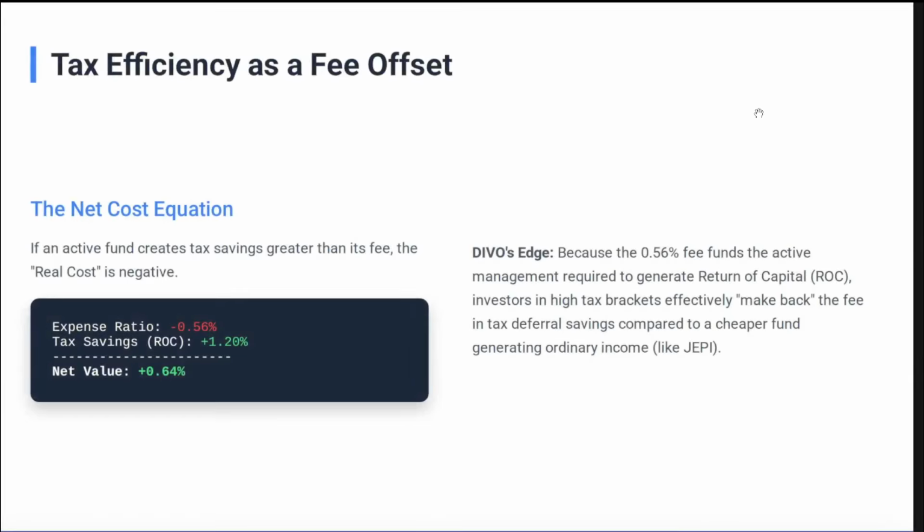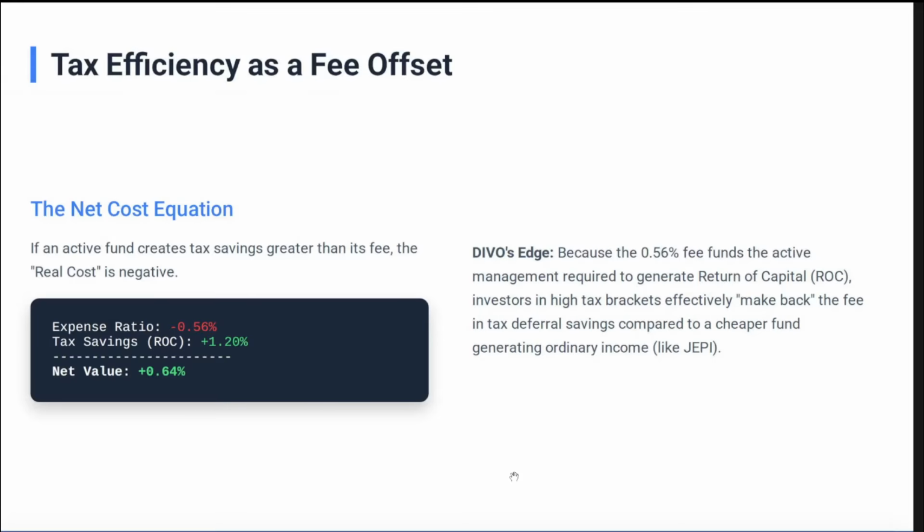Tax efficiency as a fee offset, the net cost equation. If an active fund creates tax savings greater than its fee, the real cost is negative. And I use DIVO as an example here. At the expense ratio, right? You're paying the 0.56 fee. The tax savings are plus 0.12%. Net value, you gained 0.64%, right?